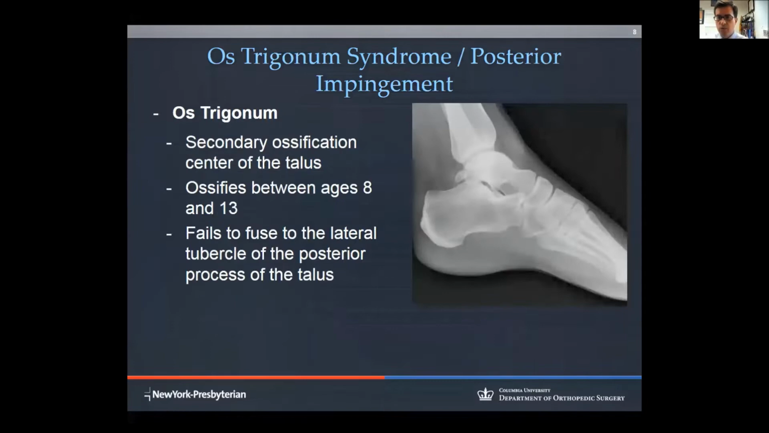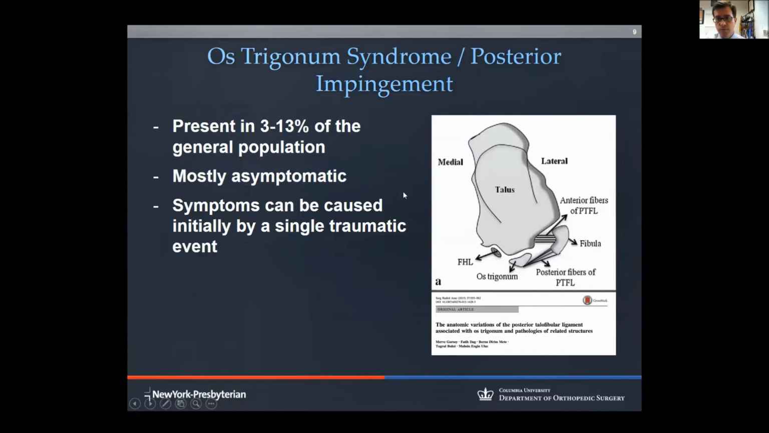So an os trigonum is simply a secondary ossification center of the talus. It ossifies between the ages of 8 and 13. And it can either fuse to the rest of the talus, in which case it's called a Stieda process, or it can fail to fuse, in which case, as in this one, you have a synchondrosis there, and it's called an os trigonum. Os trigonums are actually not that uncommon in the general population. About 10% of people have it. And certainly in most people, it's asymptomatic. But symptoms can be initiated by a single traumatic event. This anatomic study out of Turkey noted that the posterior fibers of the posterior talofibular ligament attach to the os trigonum and may make it relatively stiffer, such that the synchondrosis is more apt to be injured.